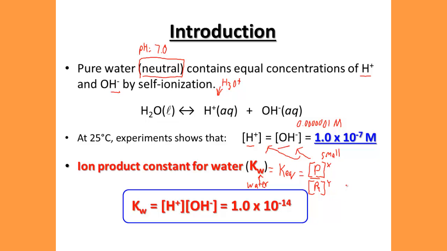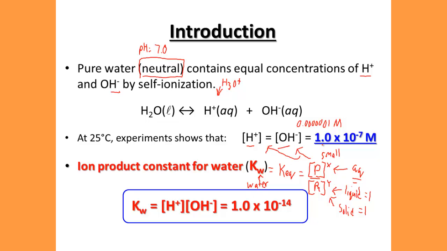Now, if you have a liquid or solid, those numbers are going to equal 1. So this equation is really only for aqueous species. Our aqueous species are what we're actually going to be using. Liquids and solids are going to equal 1.